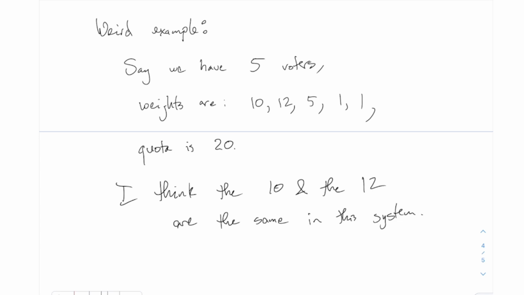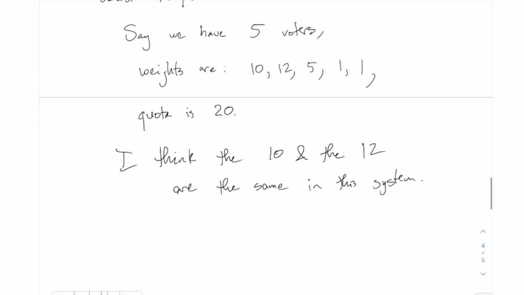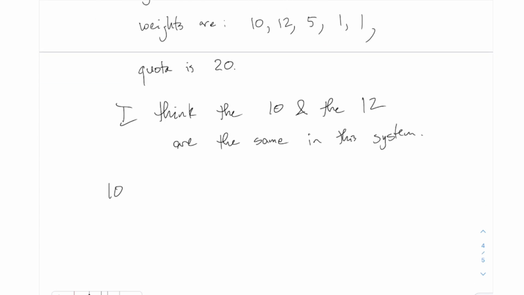And if you think about the different ways that you could add these numbers up, I think in order to get to 20, you need both the 10 and the 12, right? It's not possible for these other ones to add up to make up the difference, okay? So in this case, the 10 and the 12 are both needed to reach the quota.